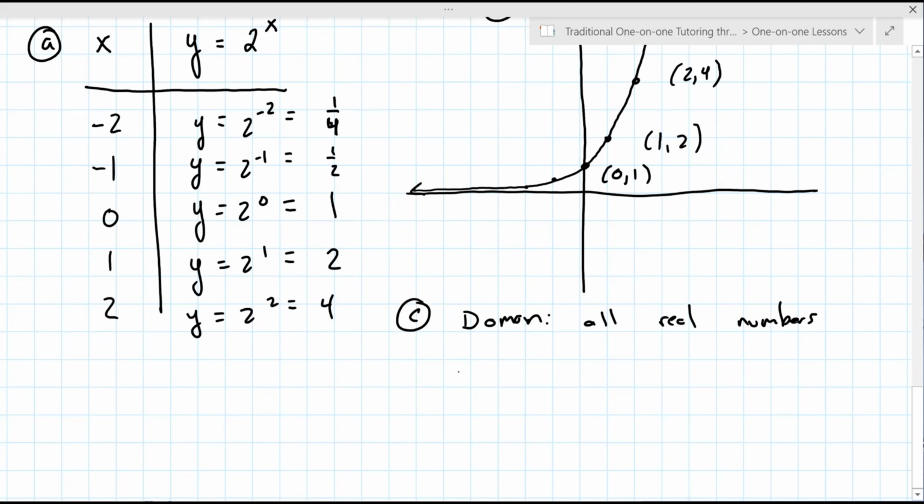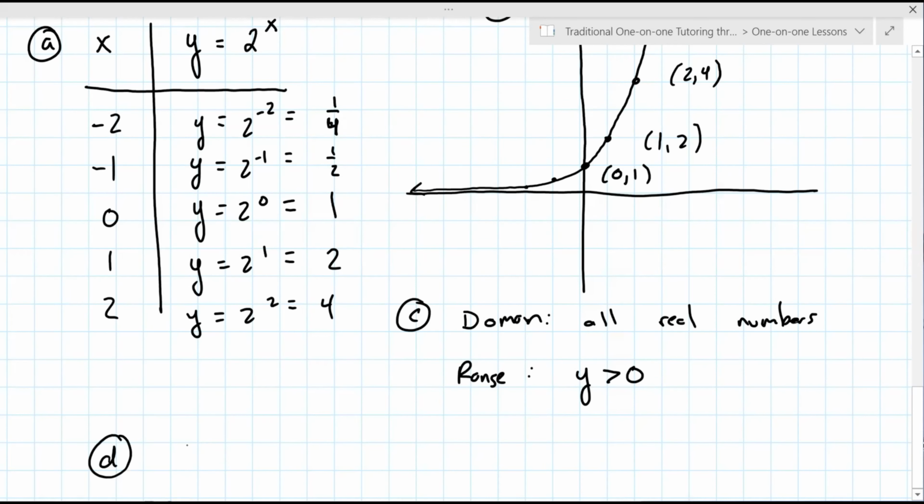Are we supposed to label the asymptote line on your exponential graph? Yes, we're going to do that in a moment. The range this time is just y greater than 0. Okay, let me just write that. All right. Okay, now part D is the question you were asking.